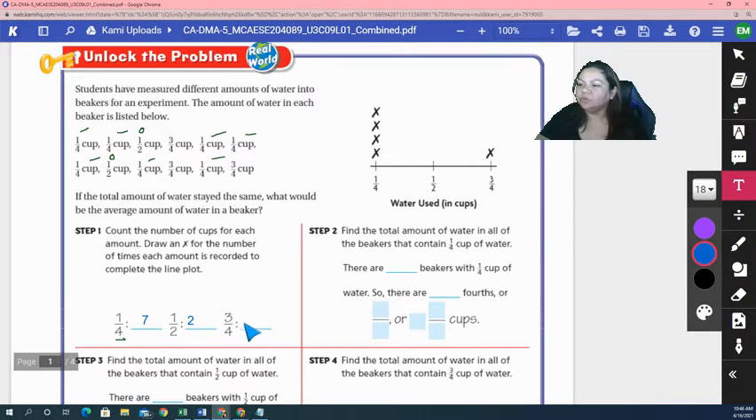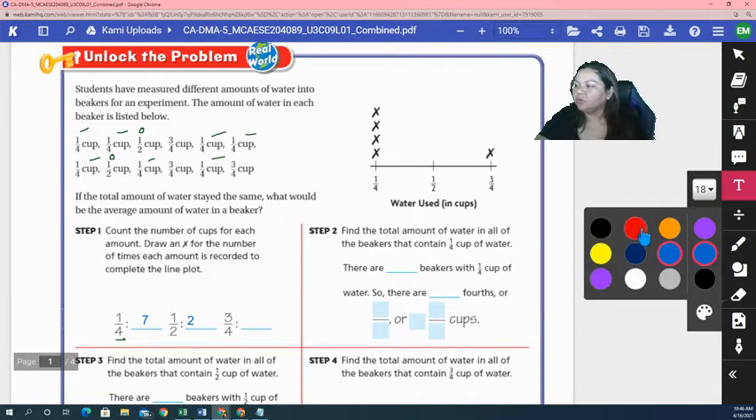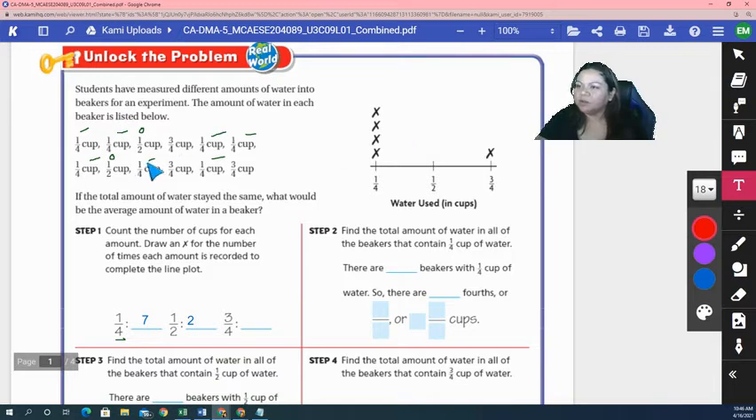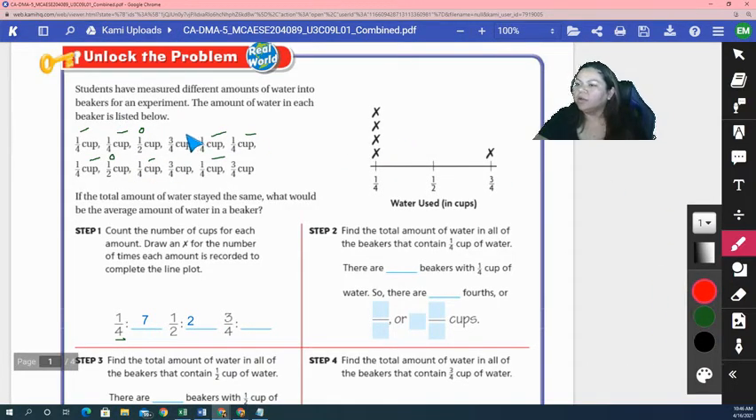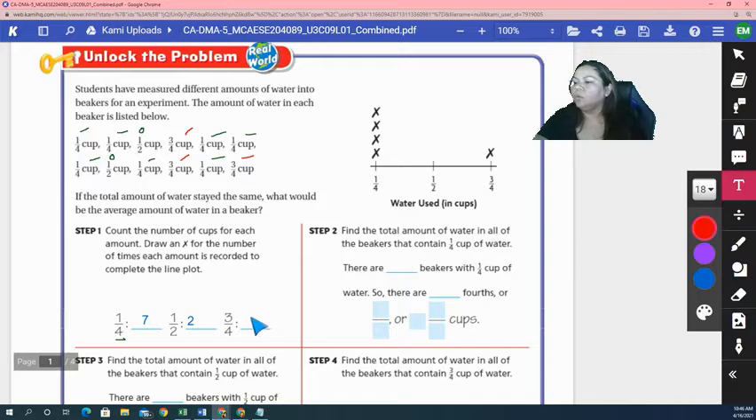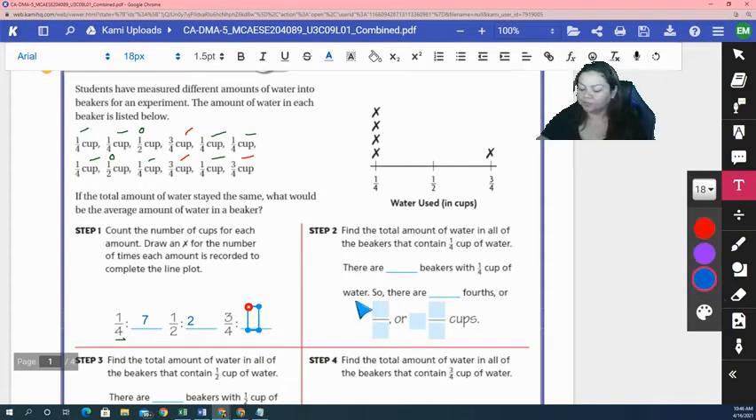Now we need to count the 3/4. So now let's do the check mark with the red pen. So 3/4, here we have 1, 2. Do you see another one here? 3. So there's a total of 3 3/4 cups.